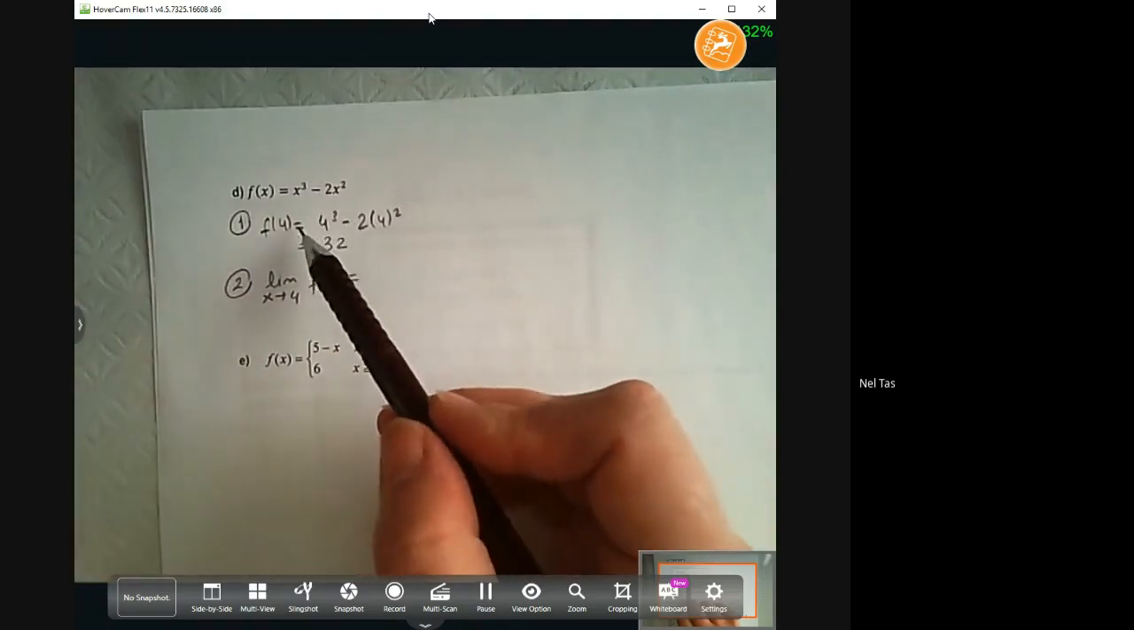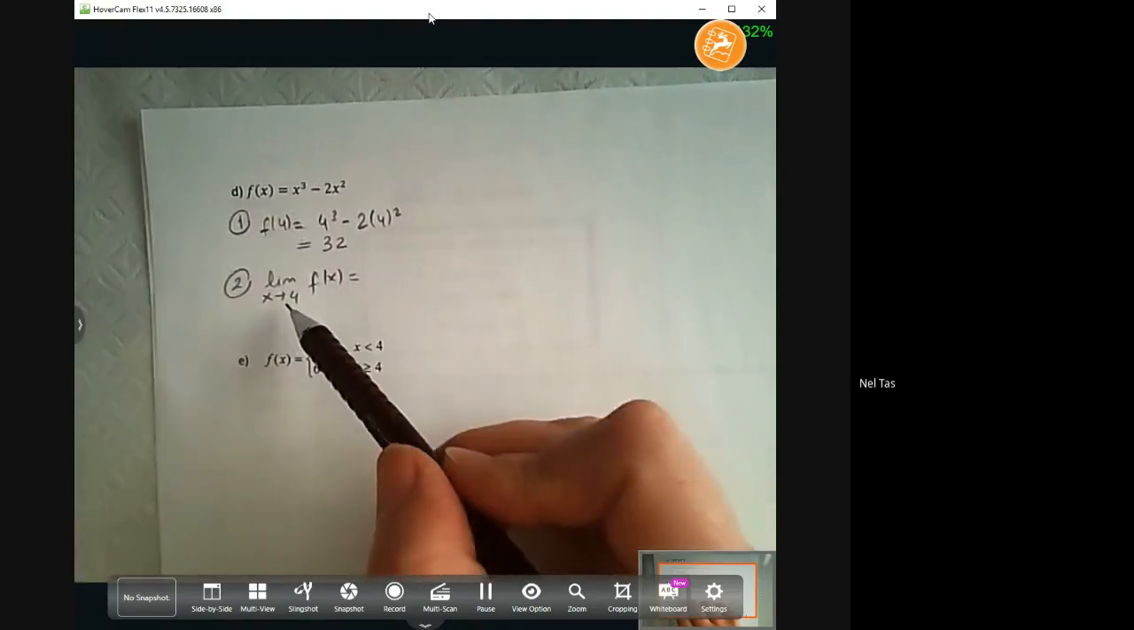Again, this is just getting the value, but this is the limit. Again, this is a polynomial function, so you can just substitute the value to get the limit. So that is also 32.